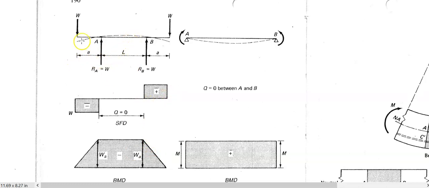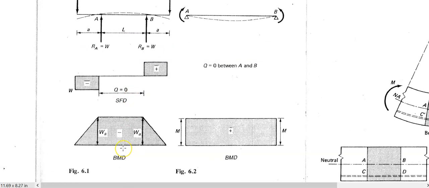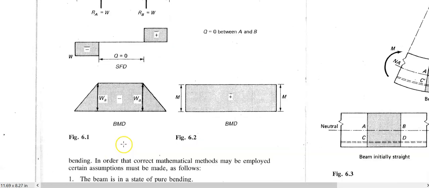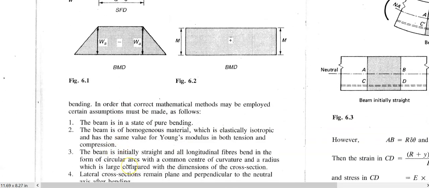So there's the beam, and if it's supported like that, loaded like that, it's in a state of pure bending. That will be the shear force diagram if we throw it out, and that will be the bending moment diagram if we throw that all out there. Okay, number 2, the beam is of homogeneous material, which is elastically isotropic, big words, and has the same value for Young's modulus in both tension and compression.